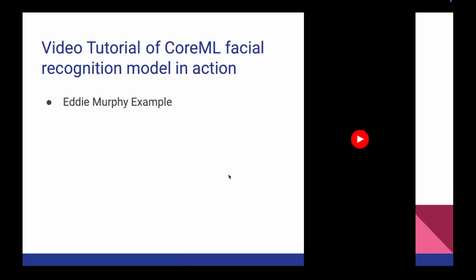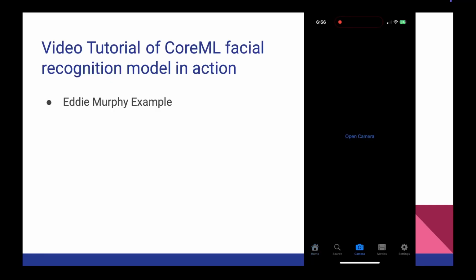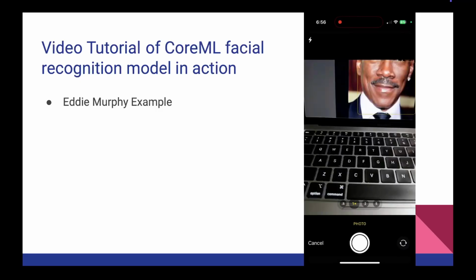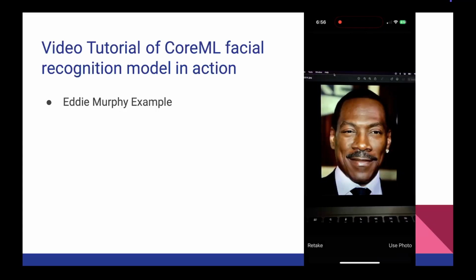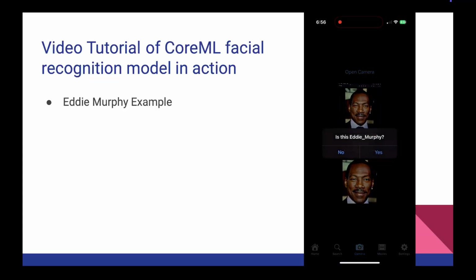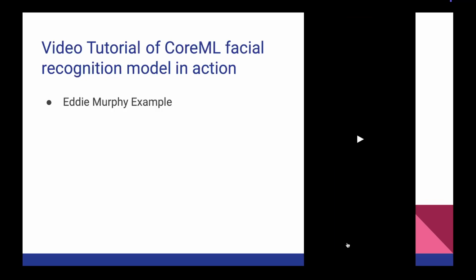So I also decided to put in a video tutorial, as I thought it better showed how the CoreML facial recognition works in action. This example I did with Eddie Murphy, and I can do a live commentary over this. As you can see, I open up the app, and I'm going to click on the camera tab and click the open camera button. Here it'll bring up the camera. I can take a photo of the target, click the use photo button, and then it'll make a guess. And once I clicked yes, it brought up this page.